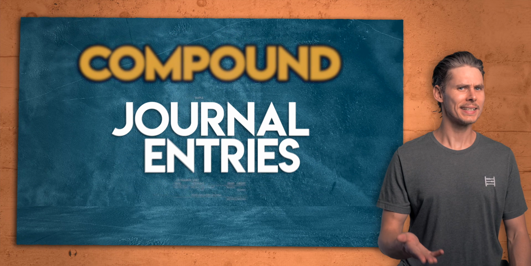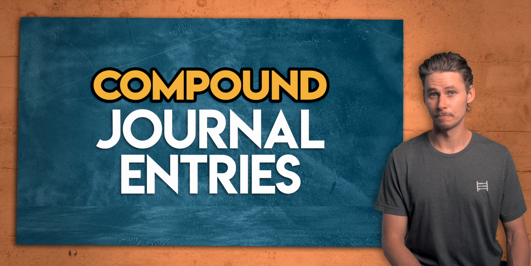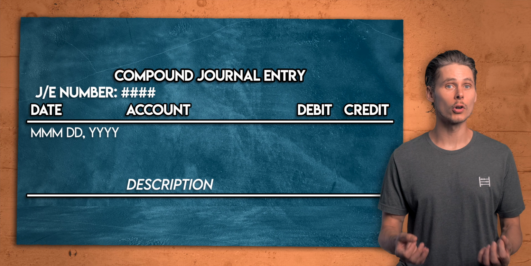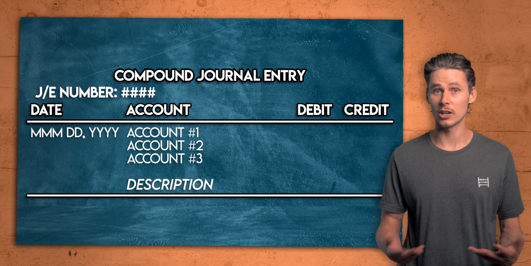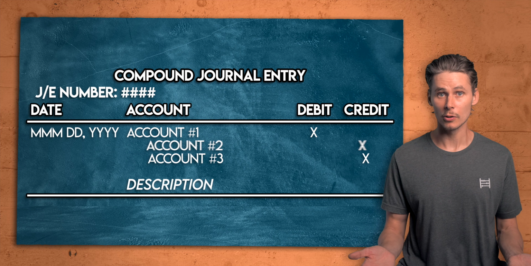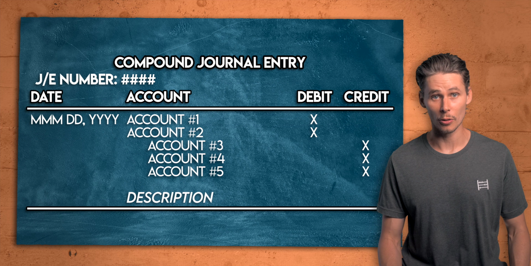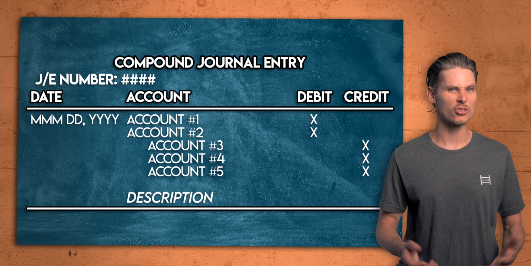Now, what is a compound journal entry? Compound journal entries are used to record transactions that involve 3 or more accounts. There could be multiple debits, multiple credits, or a combination of both. We can tweak our example to demonstrate this.